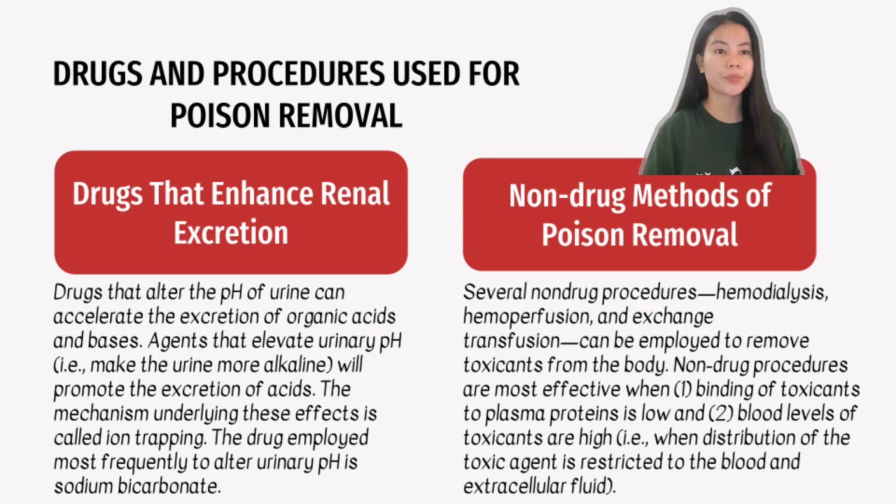Sodium bicarbonate is administered IV and renders the urine more alkaline, which decreases the passive reabsorption of acids like aspirin and phenobarbital, and thereby accelerates their excretion. Because of the buffer systems present in blood, sodium bicarbonate has a relatively small effect on the pH of blood, while having a large effect on the pH of urine.